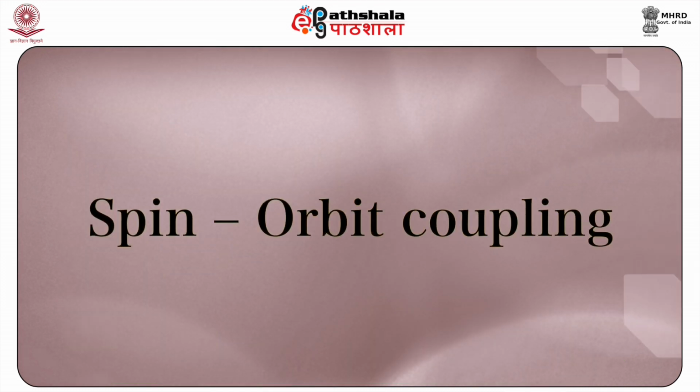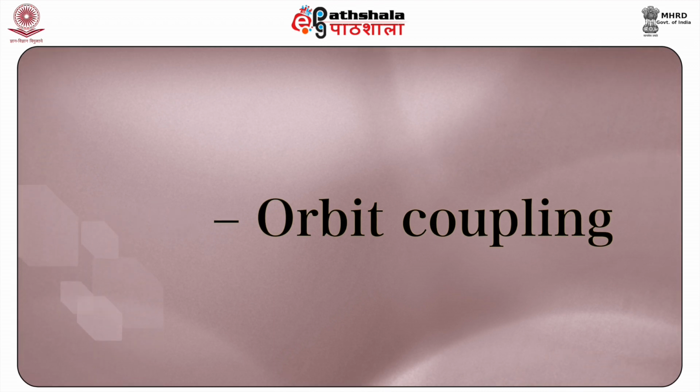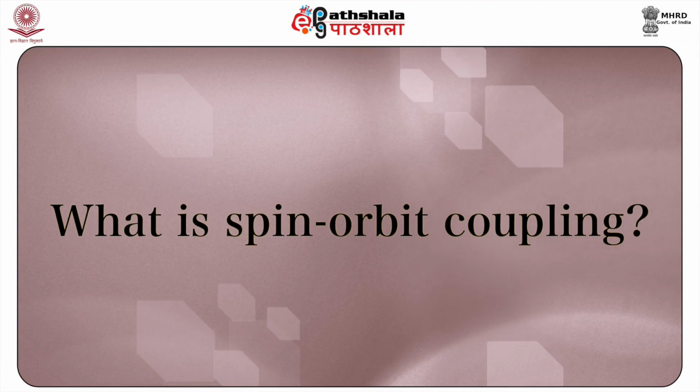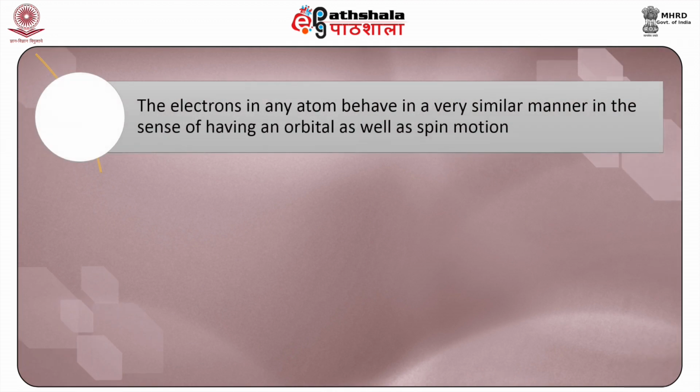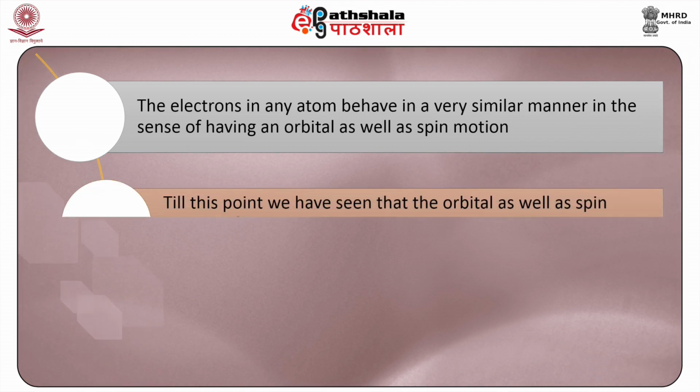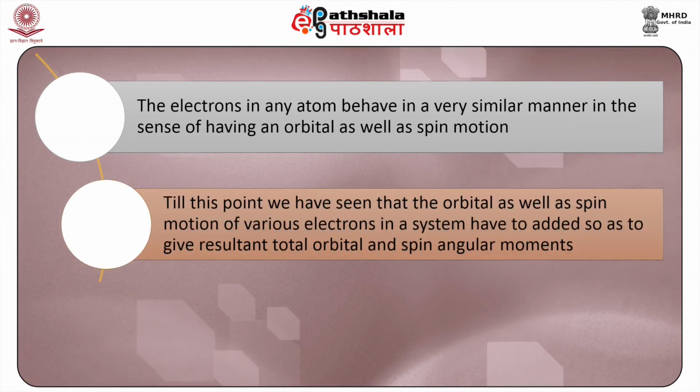Next, we are going to discuss spin-orbit coupling. First of all, we should understand what spin-orbit coupling is. The electrons in an atom behave in a very similar manner in the sense of having orbital as well as spin motion. Till this point, we have seen that the orbital as well as spin motion of various electrons in a system have to be added so as to give resultant total orbital and spin angular momenta.